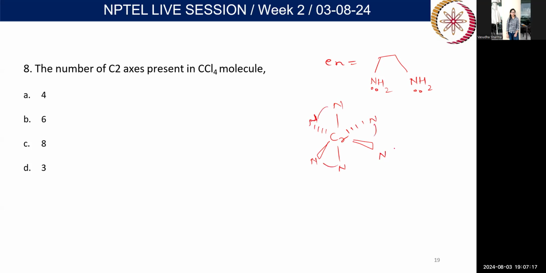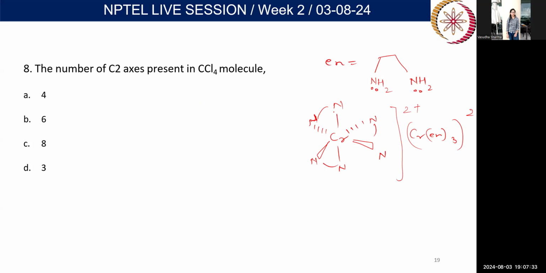So now this is your chromium en thrice 2 positive charge is outside. Now you need to find out whether it's chiral or not. Find out the point group first. It's cubic? No, it's linear? No. Now what is the principal axis present over here?